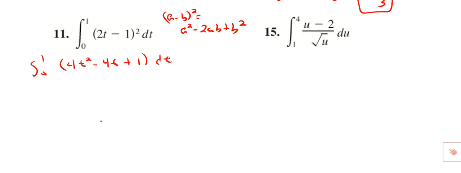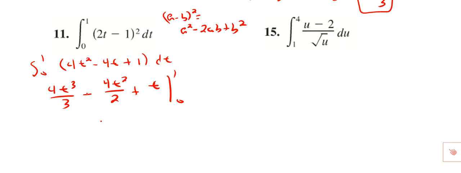And then I will just find the antiderivative of each term there. So now I have 4t to the third divided by 3, minus 4t squared divided by 2, plus t. And this will be evaluated from 0 to 1.